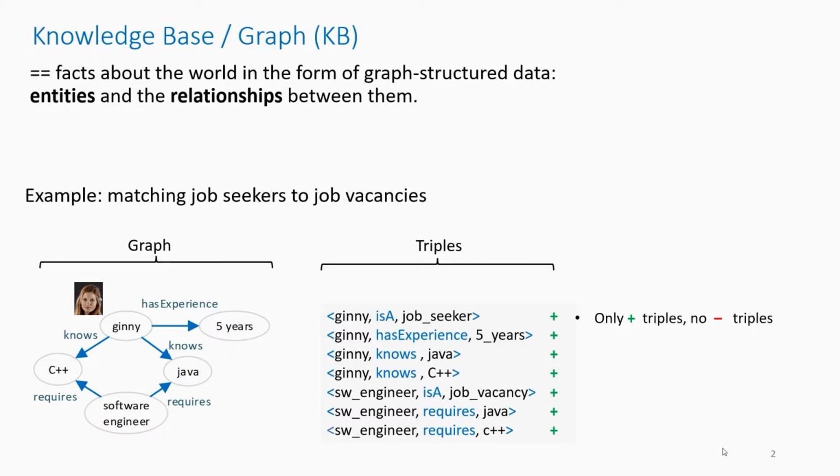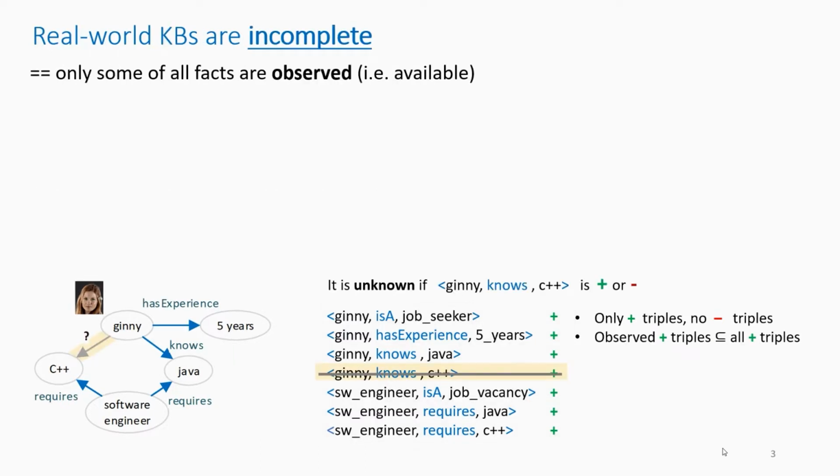The leftmost representation is a graph, where nodes correspond to entities and edges correspond to relationships between those entities. Secondly, we show this information as a set of triples, where each triple consists of an entity, a relation, and an entity. Note that in both knowledge base representations, we only have positive triples, which represent facts, so we don't have any negative information. Now, a property of real-world knowledge bases is that they are inherently incomplete. This just means that only some of all facts are observed or available to us.